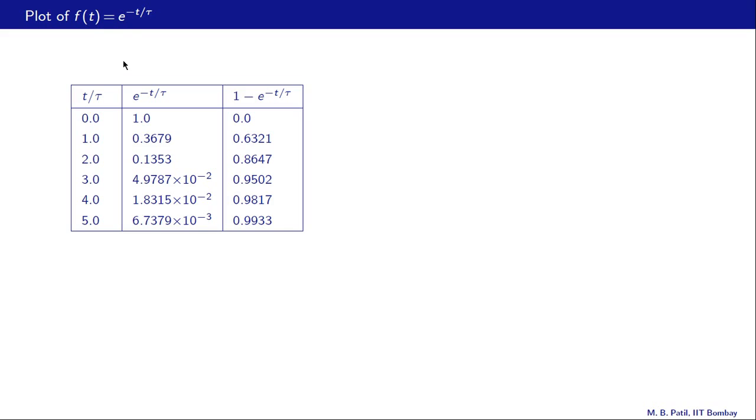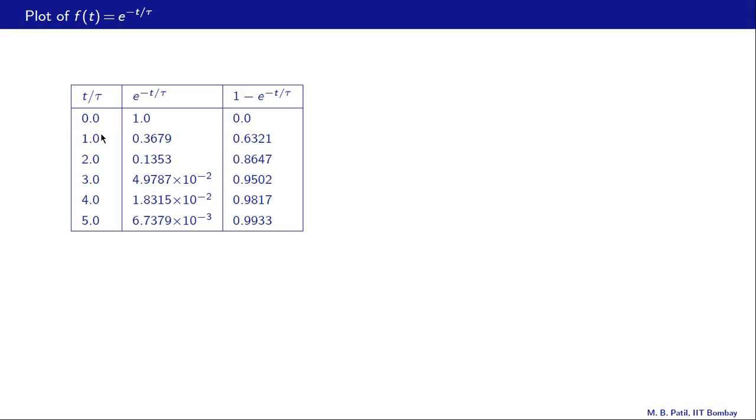Let us now look at this function f of t equal to e raised to minus t by tau, which appears in our solution as we saw in the last slide. Here is a table which shows how this function varies with time. The first column here is t by tau. So this is t equal to 0. This is t equal to 1 times tau, that is t equal to tau. This is t equal to 2 tau. This is t equal to 3 tau, and so on. This column here is our f of t, that is e raised to minus t by tau, and this column here is 1 minus f of t.